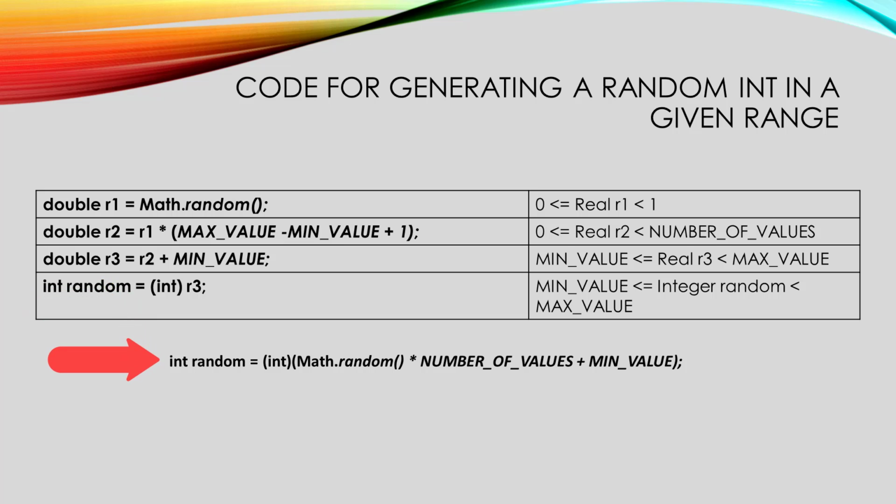We could also choose to put all of those calculations into one statement. Let Java generate a random number between 0 and 1, multiply it by the number of values in our range, add the minimum value of our range, and typecast it to int.